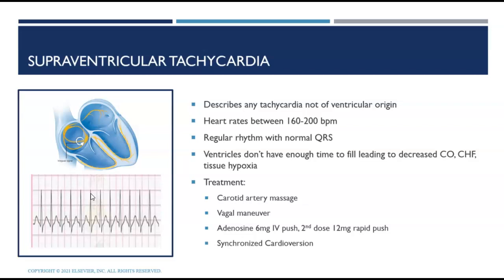If it doesn't work the first time, you can give a second dose. You'll give 6 milligrams the first time, rapid IV push. And then the second time, you're going to give 12 milligrams. Again, that will stop the heart for a brief period of time, and then it will restart in what we hope is an organized rhythm. If those 2 doses don't work, hopefully by that time you have the code cart there, you have the defibrillator pads on the patient, and you can perform a synchronized cardioversion, which we're going to talk about a little bit later.